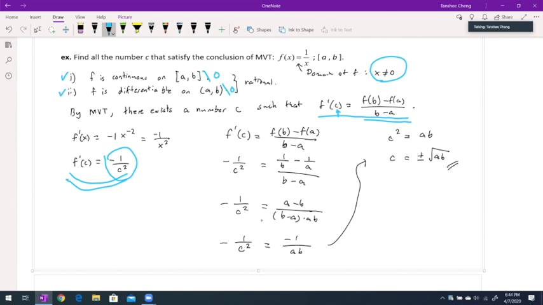So that basically tells me I have two values that satisfy these conclusions of the mean value theorem. And the reason why is, take a look at this. 1 over x, the graph of this equation is like this.